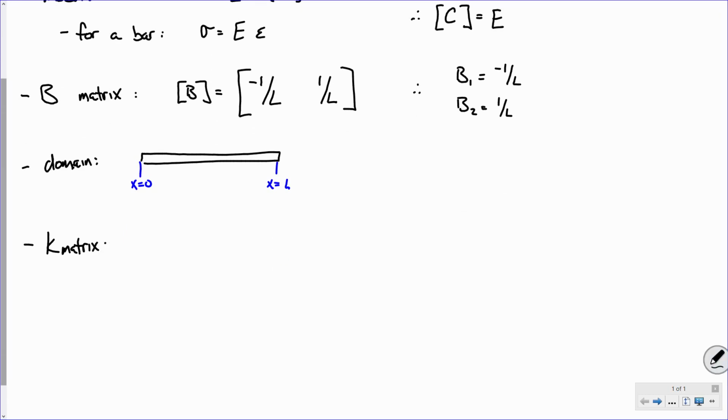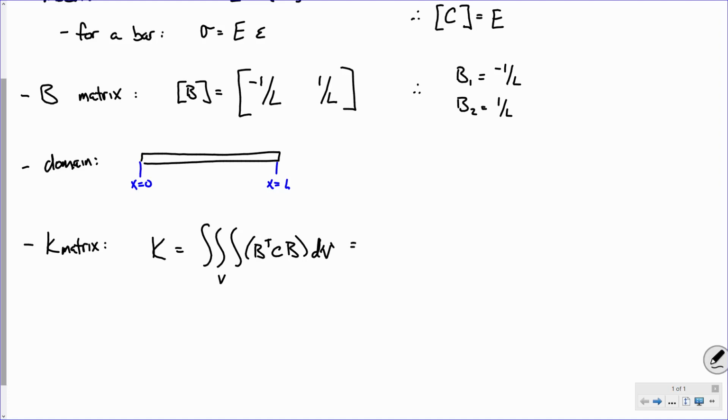K matrix. I propose to you that the K matrix is defined as the triple integral over the volume of B transpose C B, integrated over the volume. Okay?